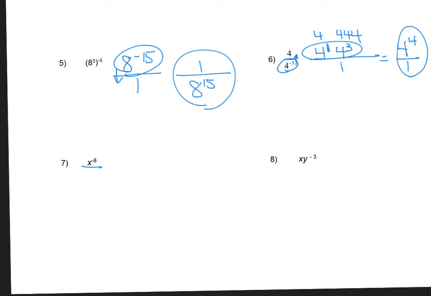All right, so this one, we're going to put it over 1. It's not happy. It wants to go to the denominator. It becomes happy, x to the 8th, but it needs a placeholder. Now, here's an interesting one. There's no parentheses around this, so that -3 is only with the y. This is different than this.